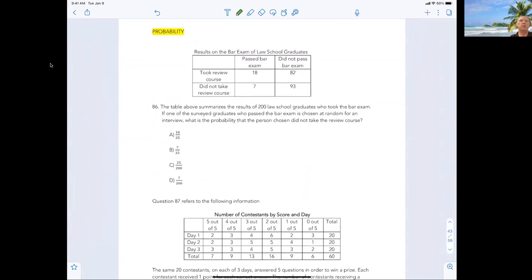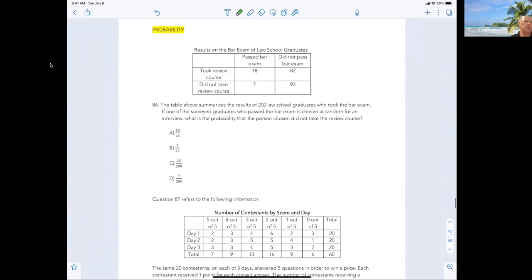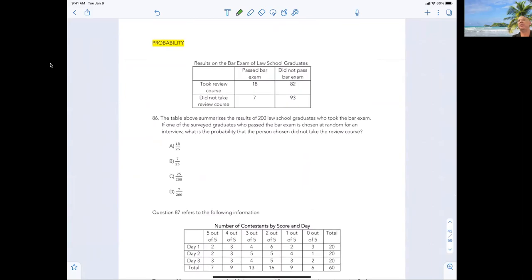This one now. I do want to look at 86, basic probability. And I really want to look at 87 too, because I'm trying to show you how easy it can be, but if you don't read carefully, it's really hard. All right. So everybody stay with me on 86.